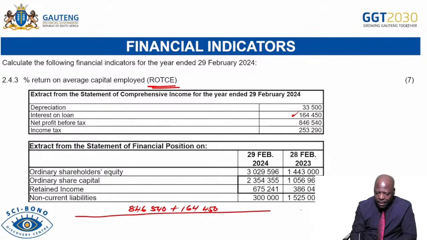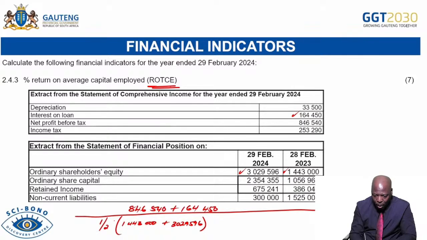And then I'm going to divide all of this by my average capital employed. That means I'm going to say first, multiply by half. Let's start with the first one. That is my shareholders' equity. I'm going to take my shareholders' equity at the beginning, which is 1,443,000. Then I take my shareholders' equity at the end, which is 3,029,596. All right. Remember, I'm going to add this, multiply by half.